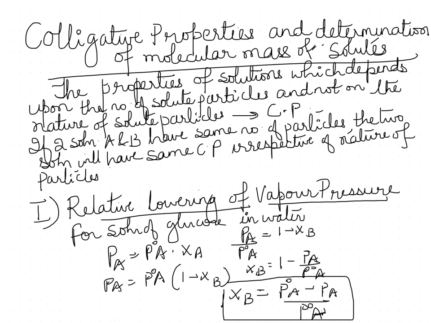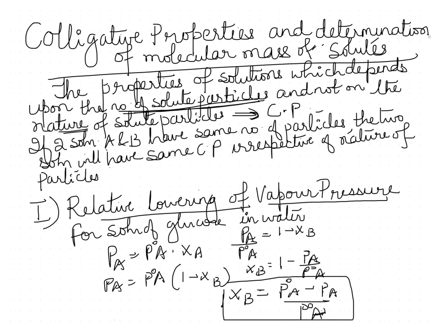The properties of solutions which depend upon the number of solute particles, all of you listen here, and not on the nature of the solute particles. Even if it is acetic acid or benzene or whatever it is, we are not bothered about the nature, but we are bothered about the number of solute particles. Such properties of solutions are called colligative properties. Now look at this point.